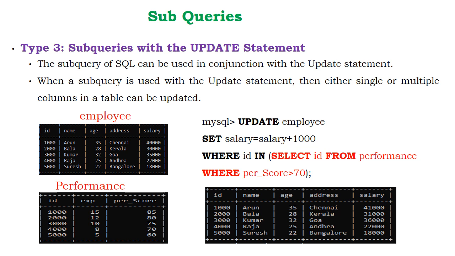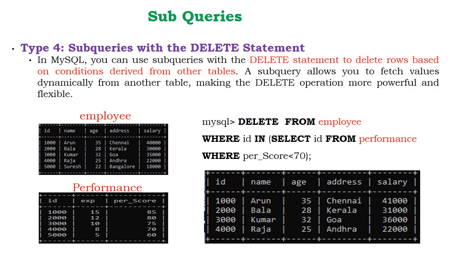What is the outside query? Salary equals salary plus 1000. So now automatically the 1000 rupees is added to those selected persons, for example IDs 1000, 2000, 3000. Again, they are getting the bonus amount. That is the other table.